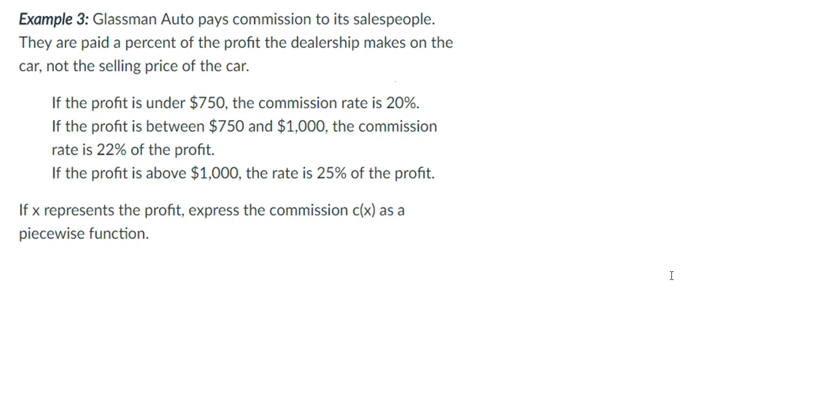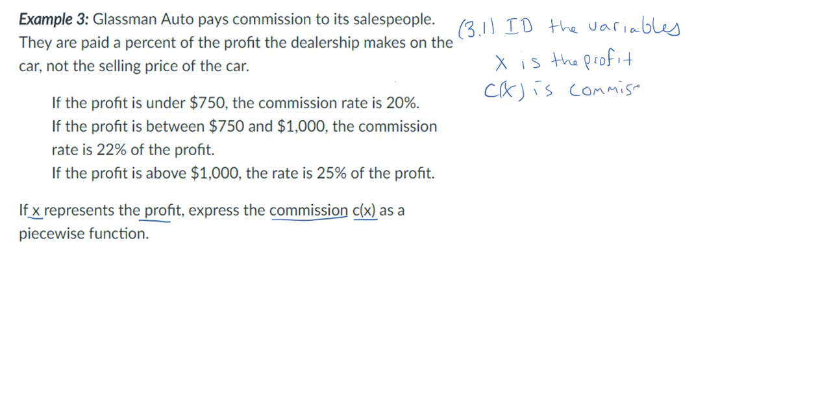All right, so let's take a look at how we set up a piecewise function given a certain piece of information. So our first step, 3.1, is to identify the variables. Now this problem was nice enough that it tells us that x represents my profit and c of x represents my commission. So x is the profit, c of x is the commission, or the amount of money that I make.